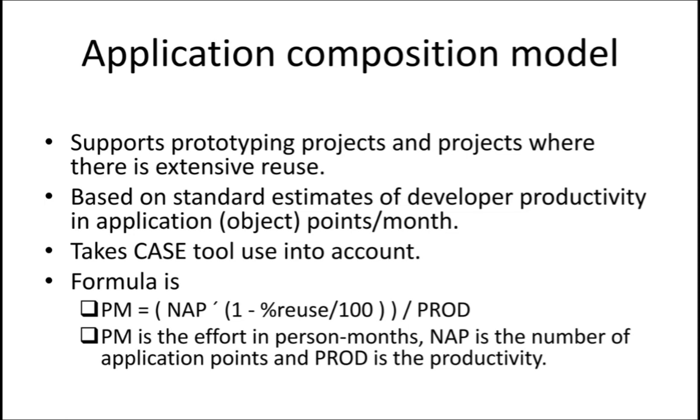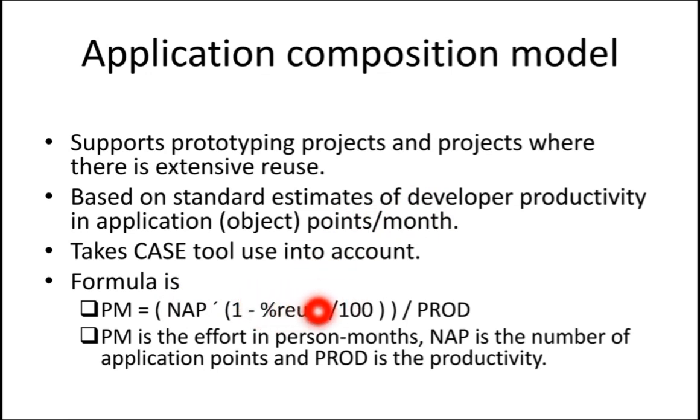So to calculate the cost estimation, this is the formula. Here PM is the effort in person months, NAP is the number of application points, and PROD is the productivity. Application points means, as I told you, you divide your project into months. To complete your project in 12 months, you should have 12 application points. That is the application points, right?